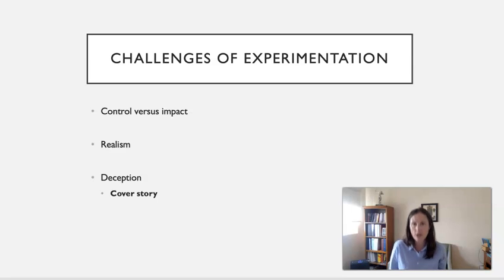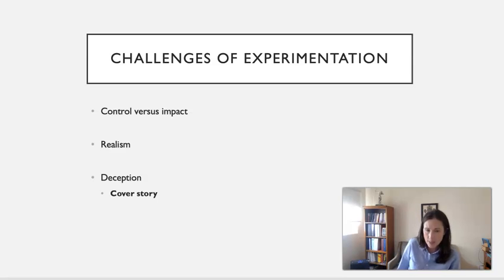One thing you have to think about is control versus impact. So how much control you have over how much impact you can have on the participants. Control is limited by the fact that people differ from one another in a bunch of different subtle ways. And an experiment has to have an impact on the participants. They have to take the experiment seriously and become involved in it, so that it will actually affect their behavior in a meaningful way.